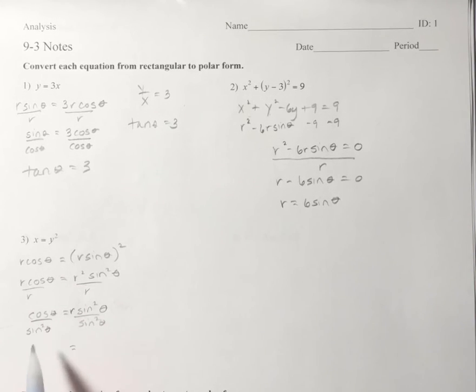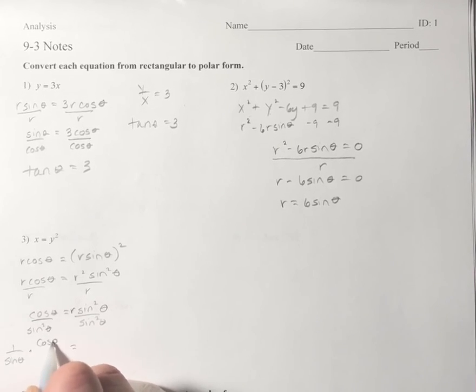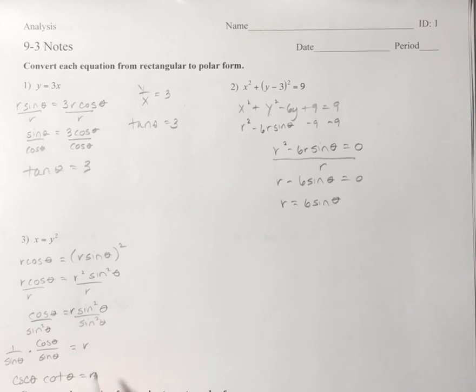Again, we want to clean this up. So I'm going to have 1 over the sine of theta times cosine of theta over the sine of theta equals r. 1 over the sine of theta is the cosecant, and cosine over sine is the cotangent. And that's as simplistic and as nice as you can get that one.